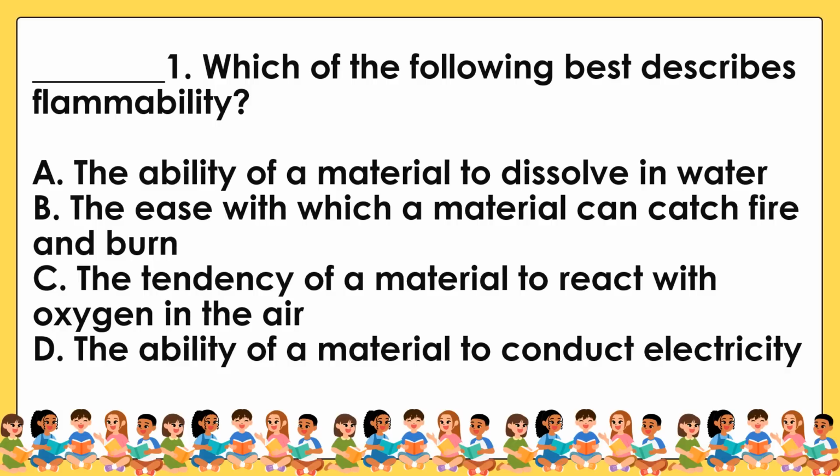Number 1. Which of the following best describes flammability? A. The ability of a material to dissolve in water. B. The ease with which a material can catch fire and burn. C. The tendency of a material to react with oxygen in the air. And D. The ability of a material to conduct electricity. The correct answer is letter B. The ease with which a material can catch fire and burn.